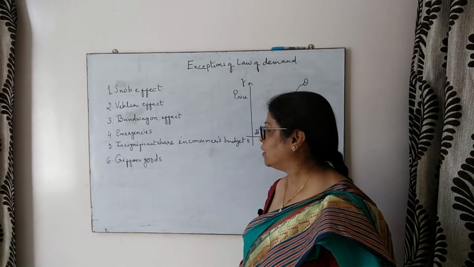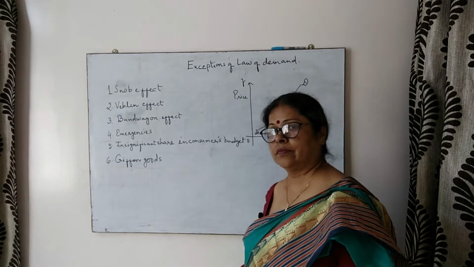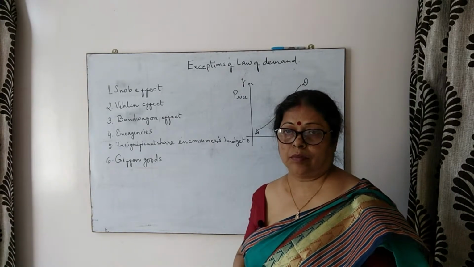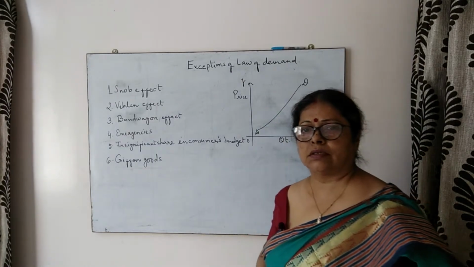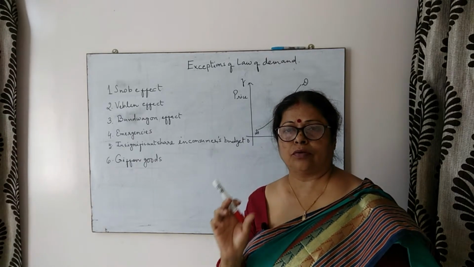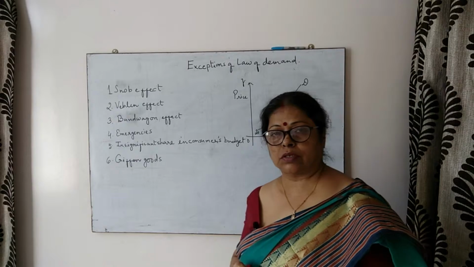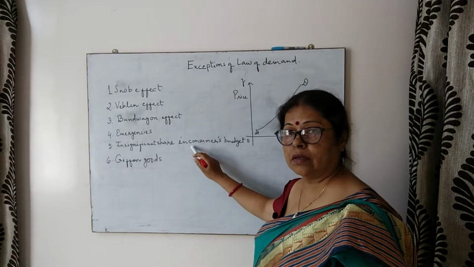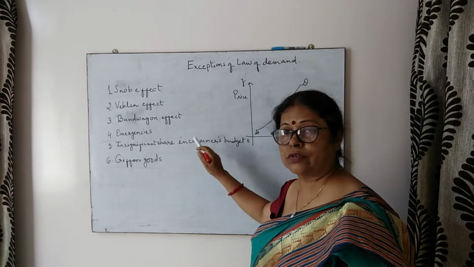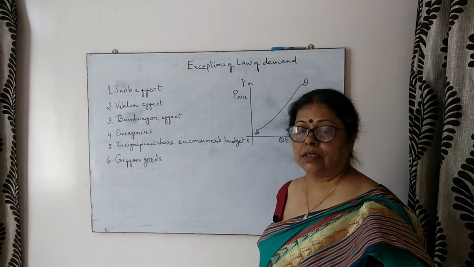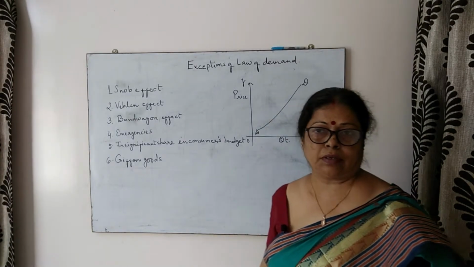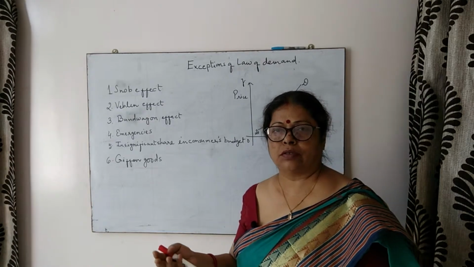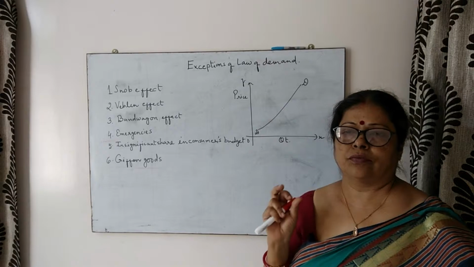Fifth point I have written, insignificant share in consumers' budget. There are many commodities for which you are spending a major part of your budget. But there are many commodities for which you are spending a very minute part of your total budget. Like buying a matchbox, buying candle, buying needles and all. So when a consumer is spending a very minute part of his total budget to buy that commodity, then law of demand is not applicable. Like if I have to spend 3 rupees to buy a matchbox, I will not bother because it is a very insignificant part of my total budget.